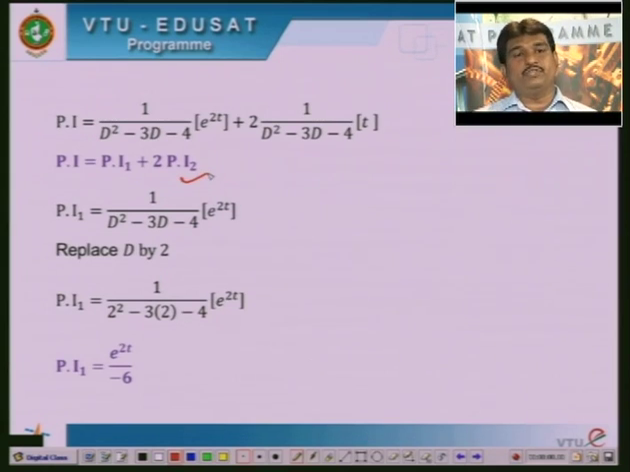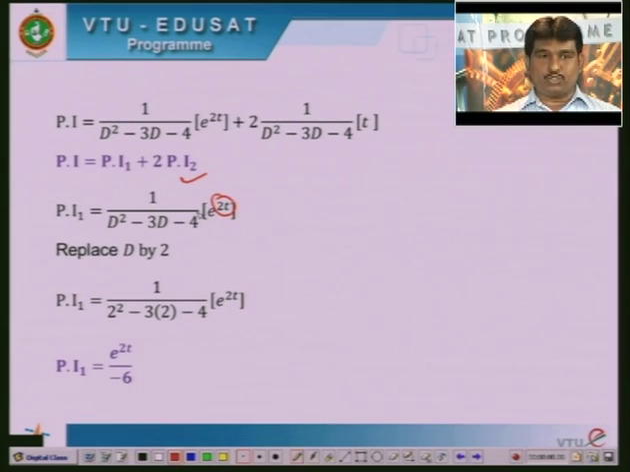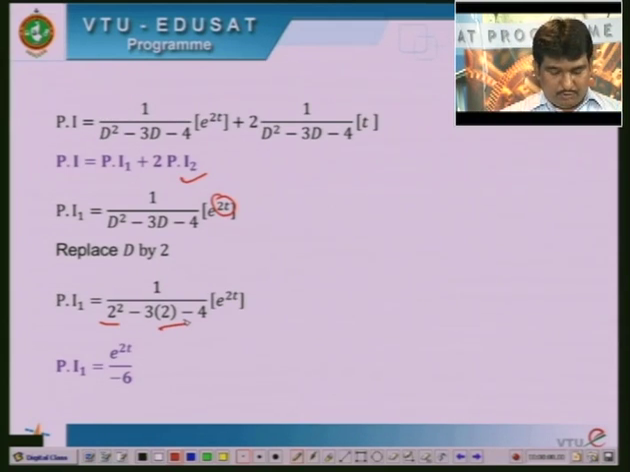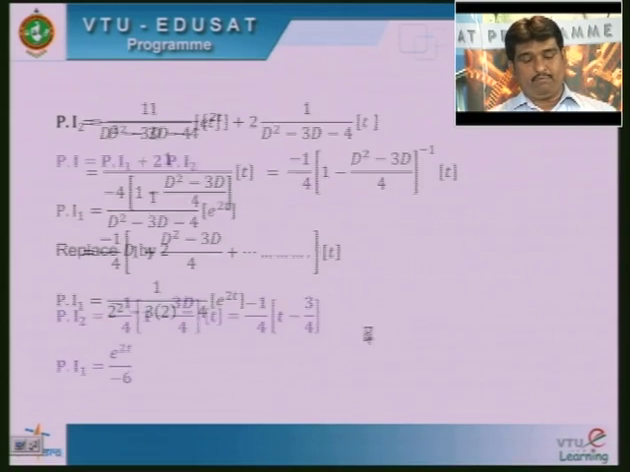Consider PI1, which is 1 by D square minus 3D minus 4 e to the power of 2t. So the coefficient of t is 2, which is a. According to the rule, we have to replace D by 2. So just replace D by 2 here, and you will get the value of PI1, which is e to the power of 2t by minus 6.